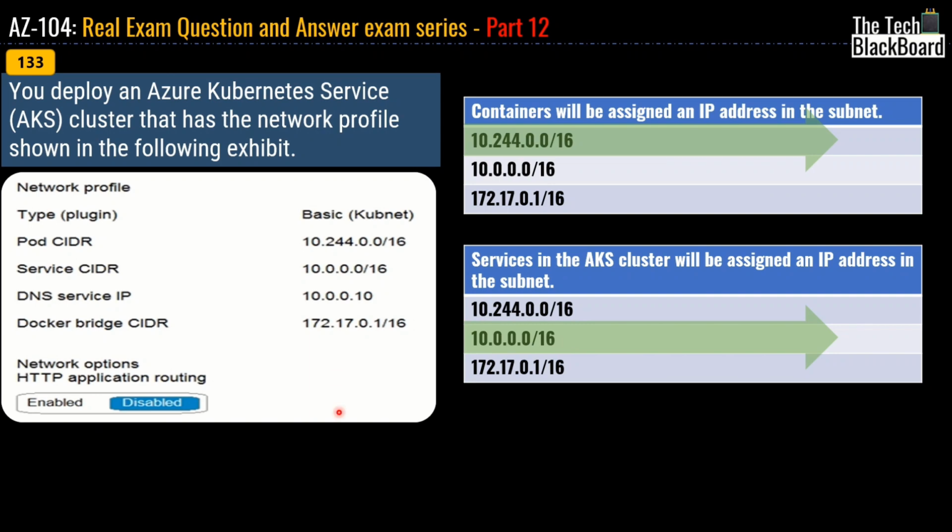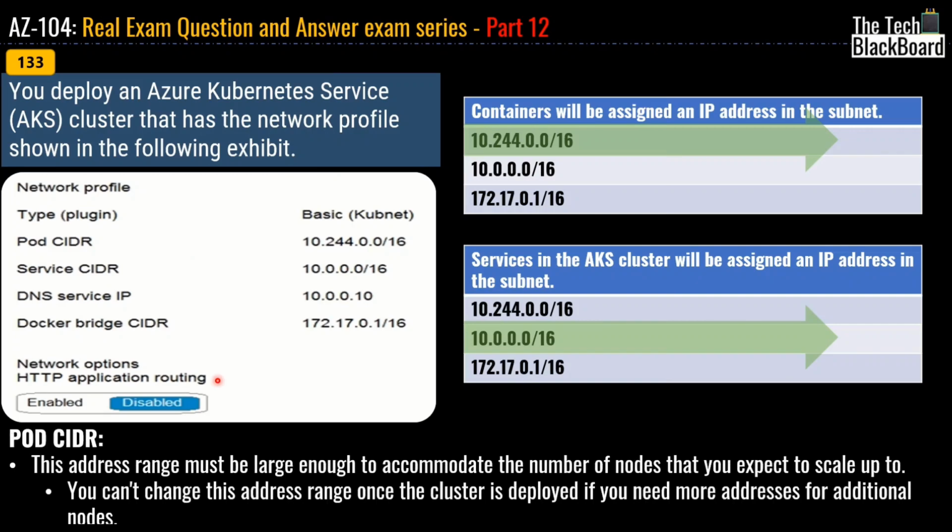And if you are working with Azure Kubernetes and pod CIDR, then this is a cool tip for you. Always remember that the pod CIDR address range must be large enough to accommodate the number of nodes that you expect to scale up to. And why so? Because you cannot change this address range once the cluster is deployed, in case you want more addresses for additional nodes. So keep that important tip in mind.